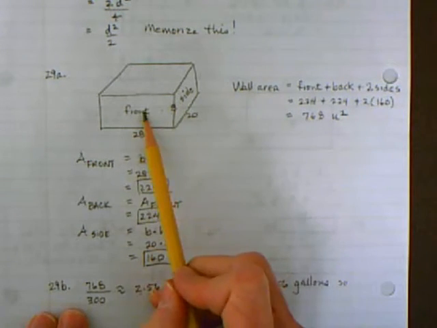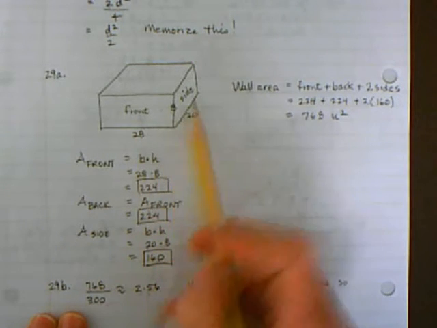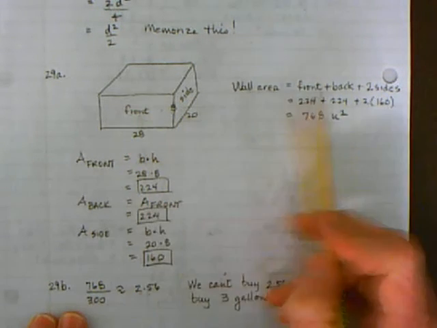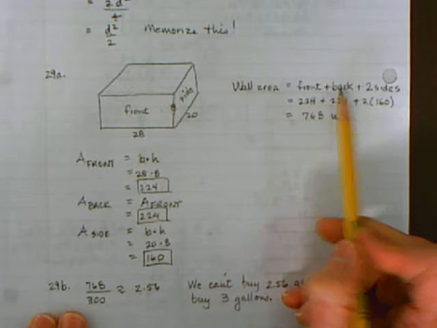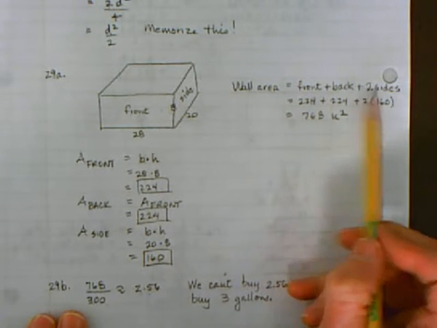You have a front, you have a back. I didn't draw in the back, make my picture too complicated. I have a side, I have another side. So the wall area is the front plus the back plus the two sides. Okay, I have to figure out the area of each of those regions, add them all together, and I'm good to go.